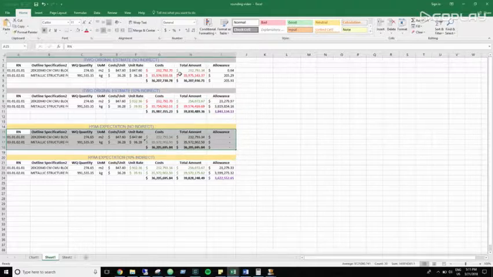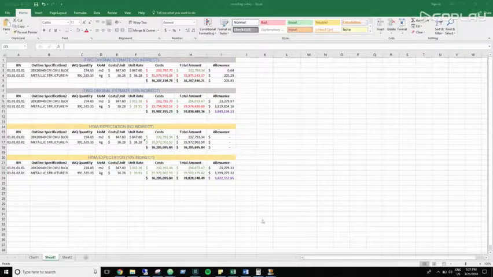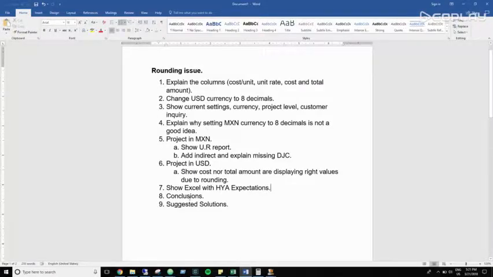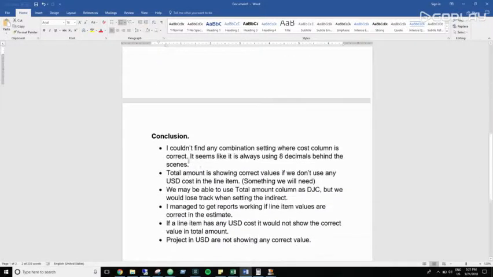And then when we add the indirect on the project, the 10%, we had these two unit rates correct, but we still have an issue with the second line item. For this case, when we add the 10% of indirect, we will need to have exactly the 10% over here. Let's go back to the document. So the next step will be the conclusions.